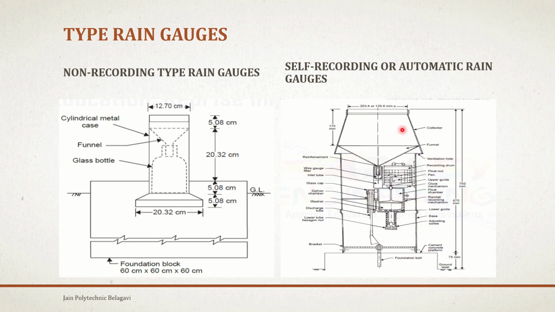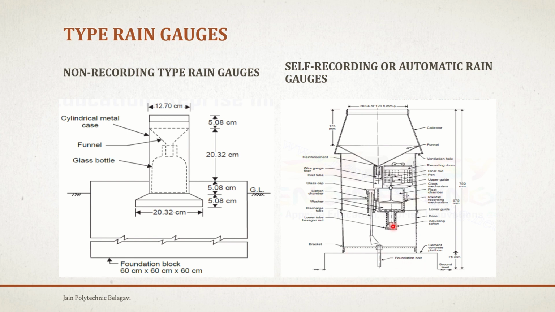On the right side I will say what this is. This is the collector, the funnel, the ventilation hole. The ventilation hole is provided to maintain the atmospheric pressure inside this container. And next, the recording drum, the float rod, the pen, the upper guide, clock mechanism, float chamber, rainfall recording mechanism and the lower guide. And the outside is the base or the body, and the adjustment screw. The lower tube hexagon nut is used for maintaining the upper guides. Next, at the last we have a cement concrete platform and foundation board.